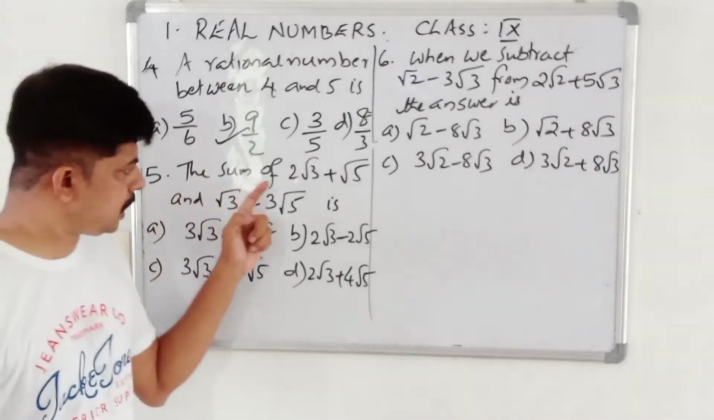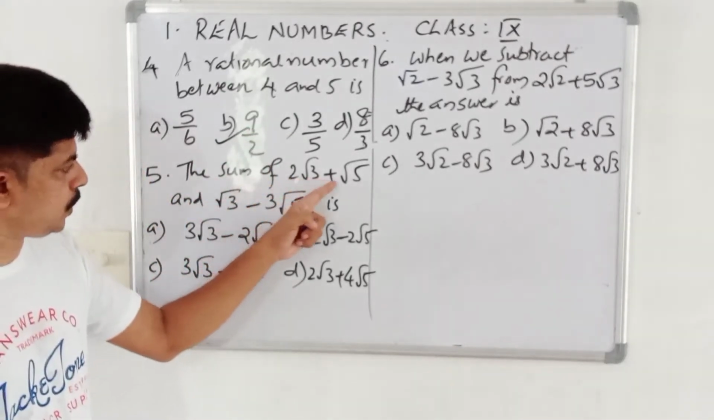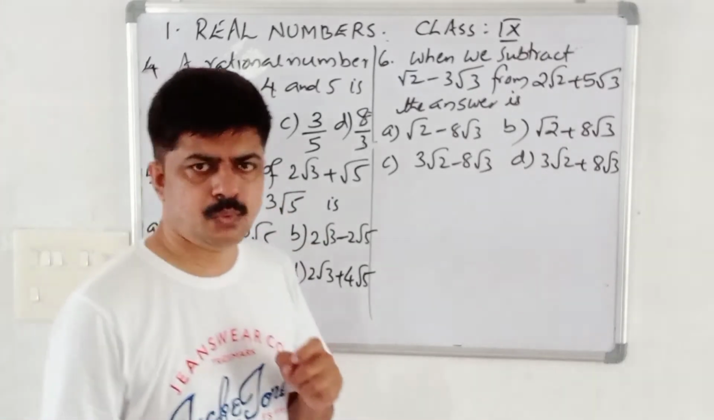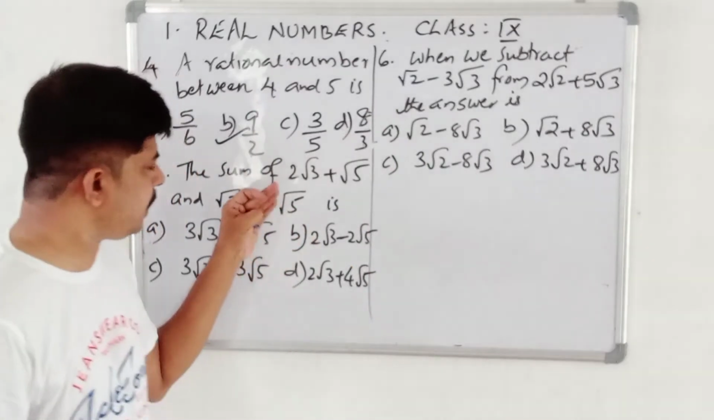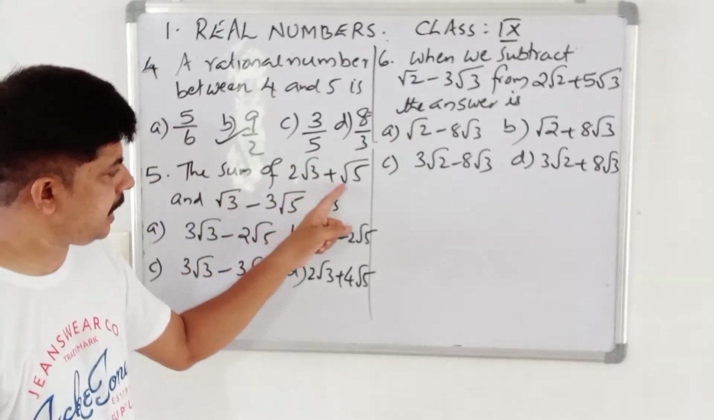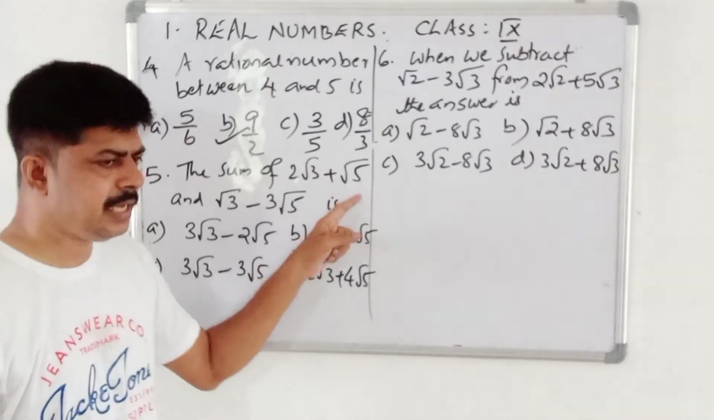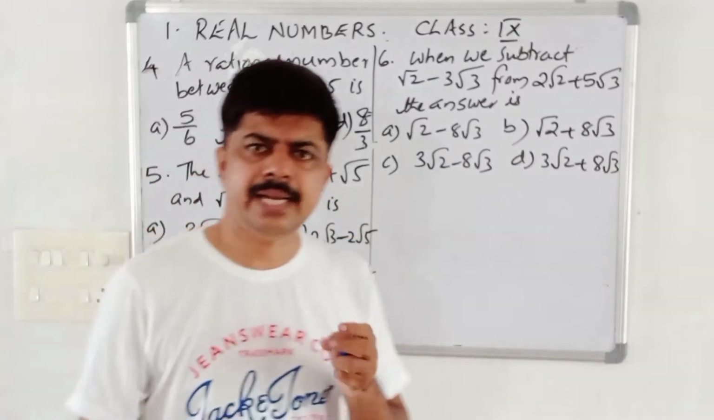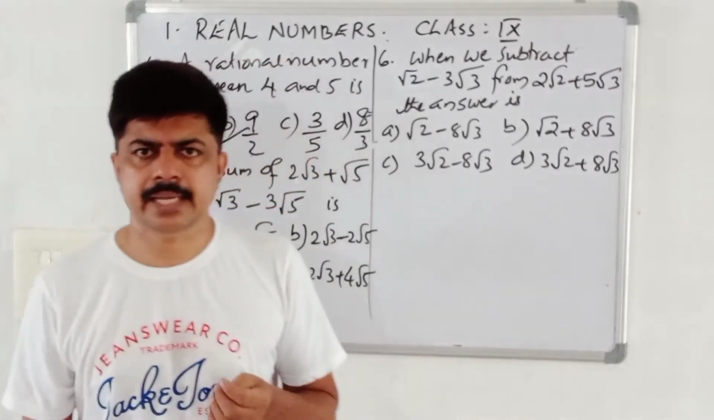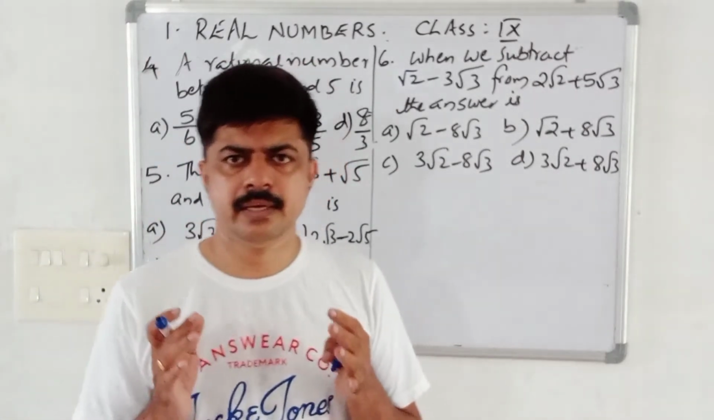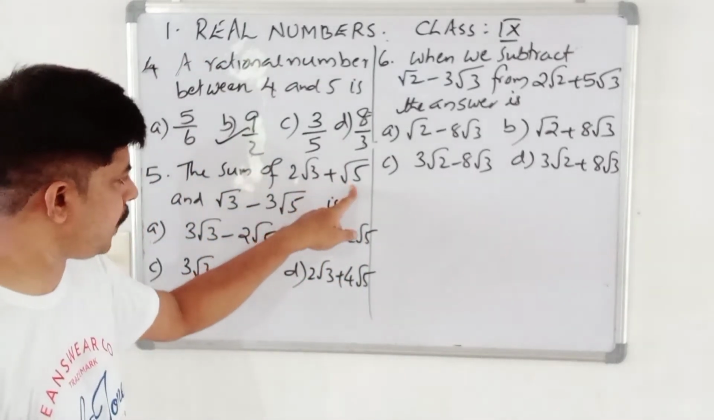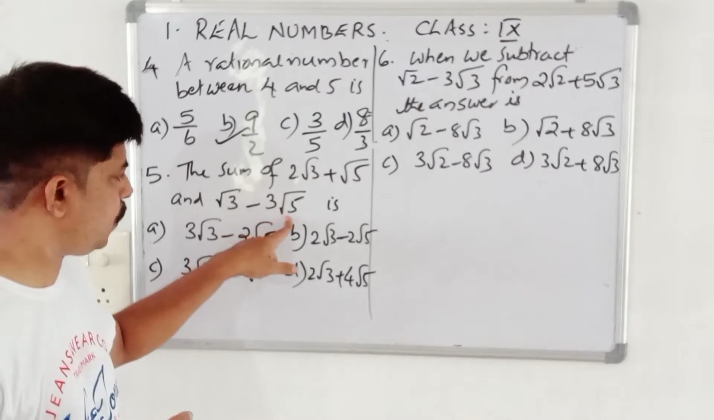Now let's go to the next question. The sum of 2 root 3 plus root 5 and root 3 minus 3 root 5. We have to add these two. They are called irrational numbers. They are called radical expressions. You know radical. What does radical mean? A radical expression is an expression containing a root. These are radical expressions. Here we have 2 root 3, root 5, root 3, 3 root 5.